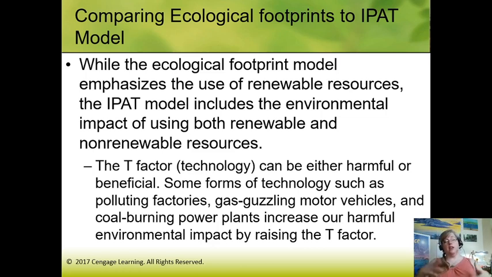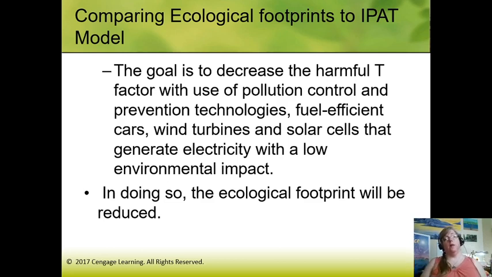The technology can either be harmful or beneficial, like I was just saying. Some forms of technology, like polluting factories, gas guzzling cars and coal burning plants, are going to increase the harmful factors by raising the T factor. But if we put in some good, the goal is to decrease the harmful technology factor. If we use pollution control and prevention technologies, fuel efficient cars, and wind turbines, all of those are going to lower our technology T level. And the more our T level goes down, the ecological footprint will be reduced. So the IPAT model will balance out.